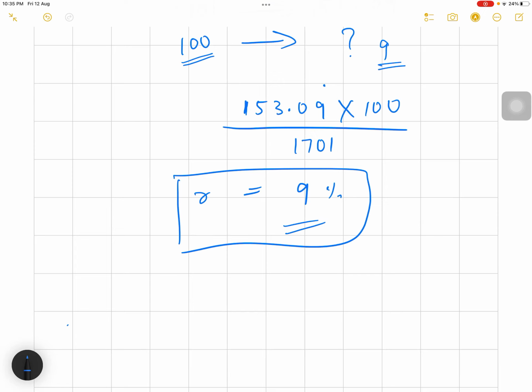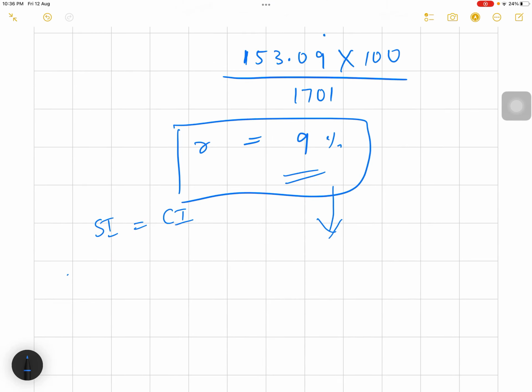During the first year, simple interest is equal to compound interest, right? In my example also, the first year simple interest was 100, and compound interest was also 100. So simple interest is equal to compound interest. So we will use the simple interest formula and find out P, because that is easier. For the first year, compound interest is equal to simple interest. And for the first year, how much was my interest? Interest was 1701.